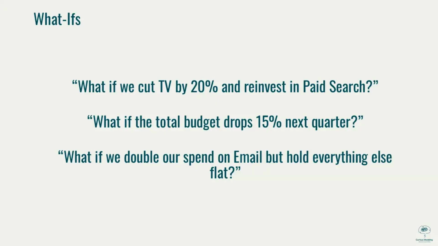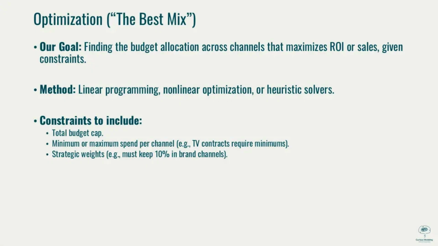But TV might be a 2x, but marginal ROI is 3x if underspent. So essentially, what we interpret this to be is optimization might suggest cutting paid search, even though its average ROI is higher because it's already saturated. Now to optimization, which is your best mix. So what we're doing is we're finding the budget allocation across channels that maximizes ROI or sales given the constraints you have to work with.